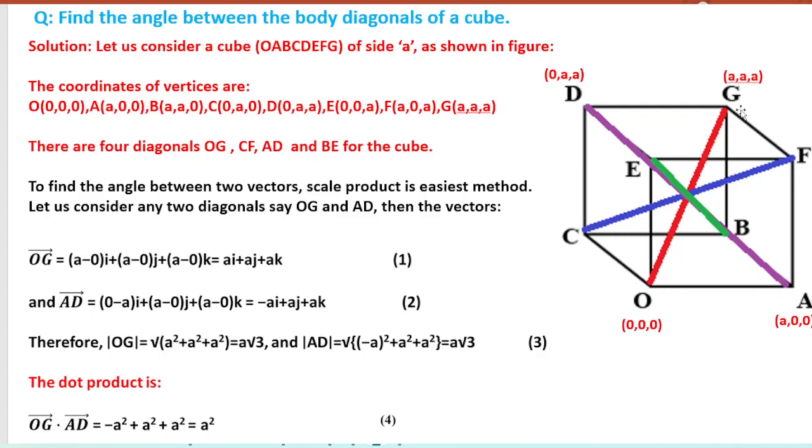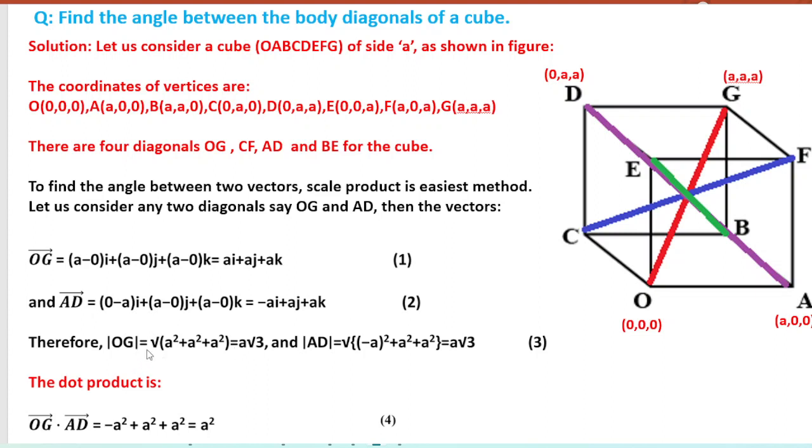OG is in red color and AD is in purple color. Since we know the coordinates, we know the vectors. OG is (A minus 0) i cap plus (A minus 0) j cap plus (A minus 0) k cap, which gives A i cap plus A j cap plus A k cap. Similarly, AD is (0 minus A) i cap plus (A minus 0) j cap plus (A minus 0) k cap, so it is minus A i cap plus A j cap plus A k cap.